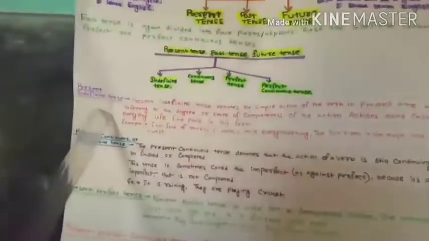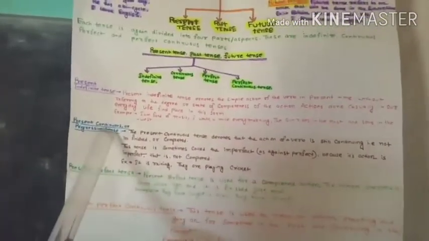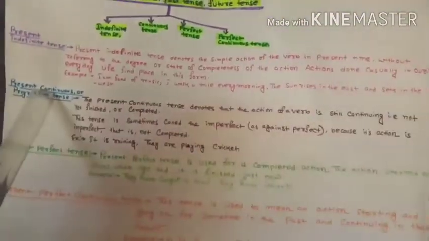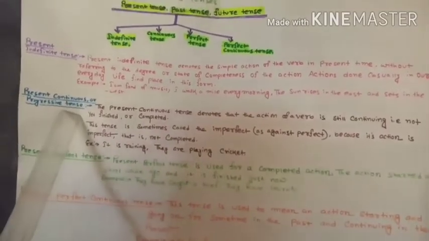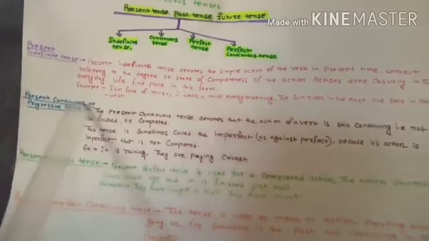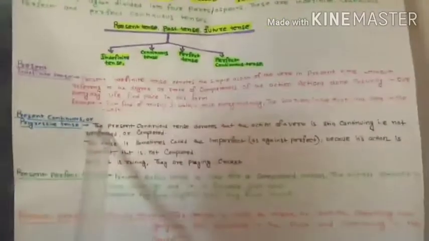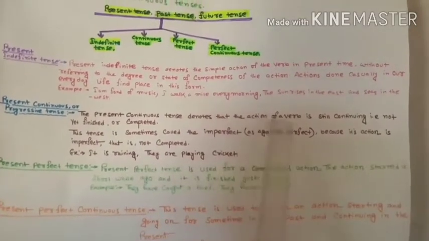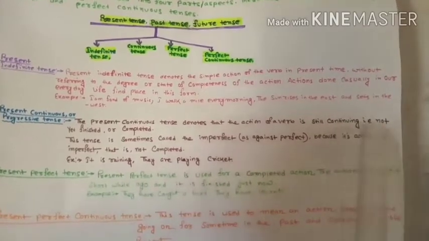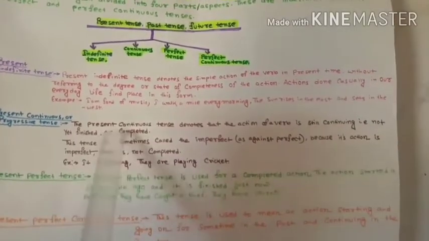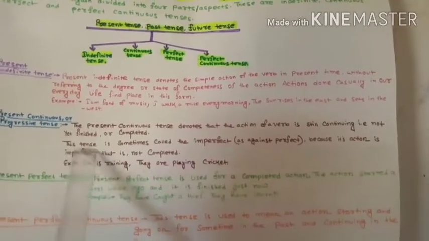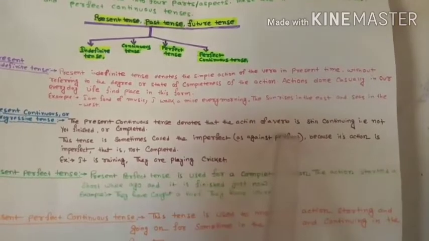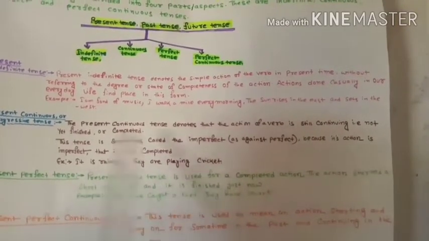Okay, now come to the second one. It is present continuous or present progressive tense. So what do we mean by present continuous or present progressive tense? The definition is: the present continuous tense denotes that the action of a verb is still continuing, that is not yet finished or completed. This tense is sometimes called the imperfect as against perfect because its action is imperfect, that is not completed.